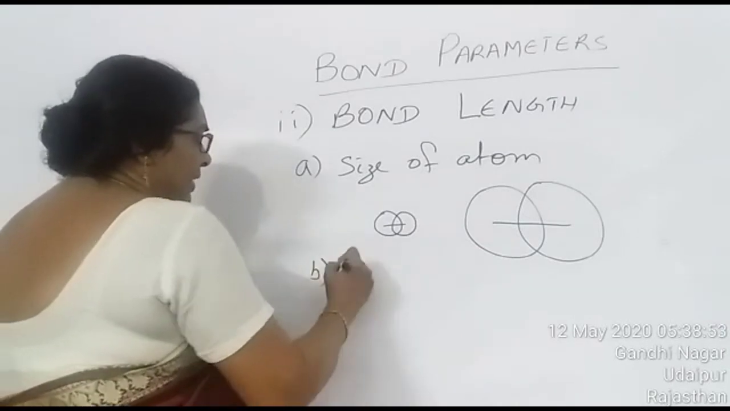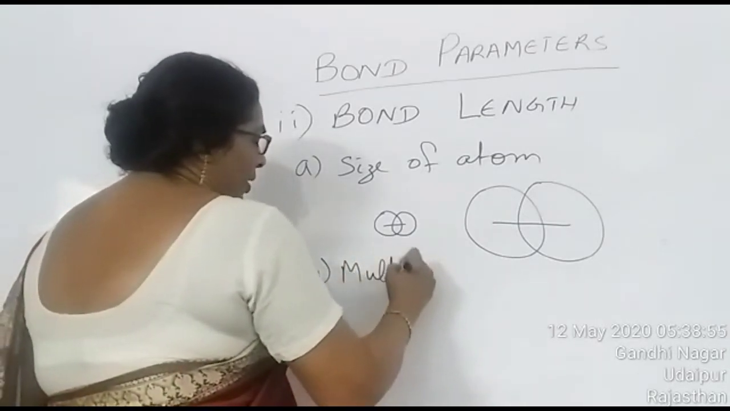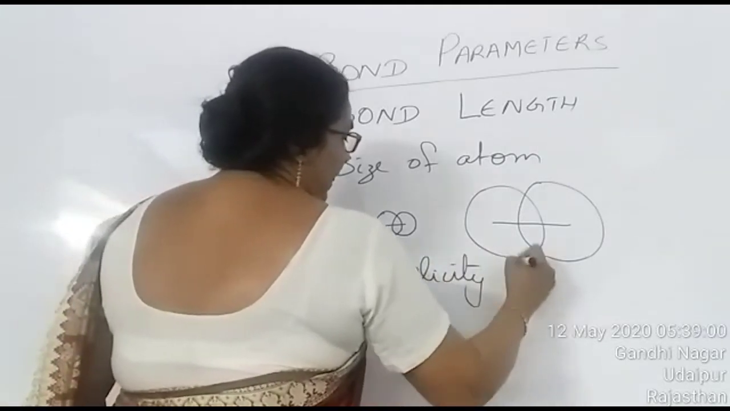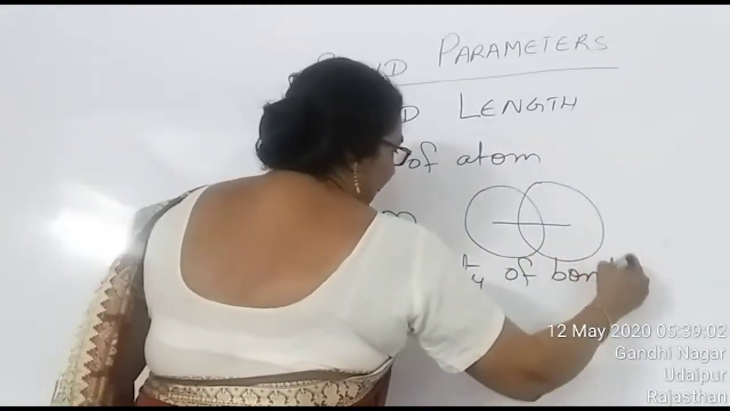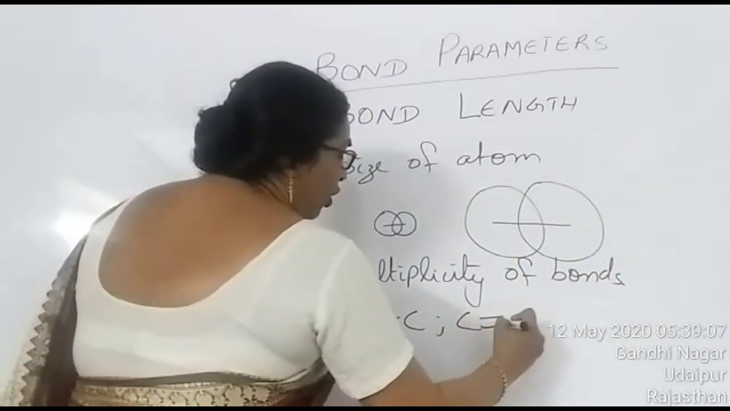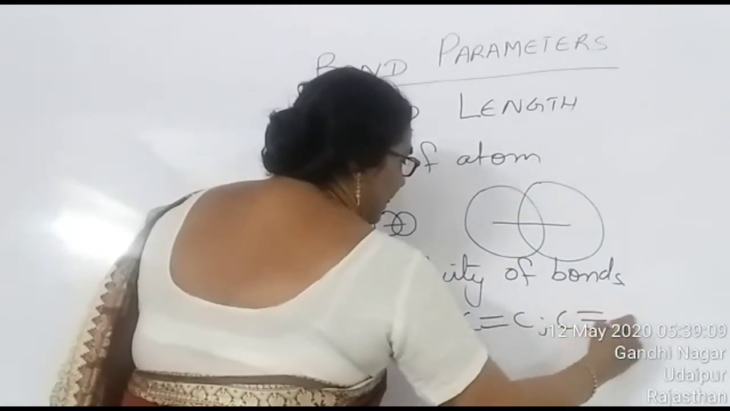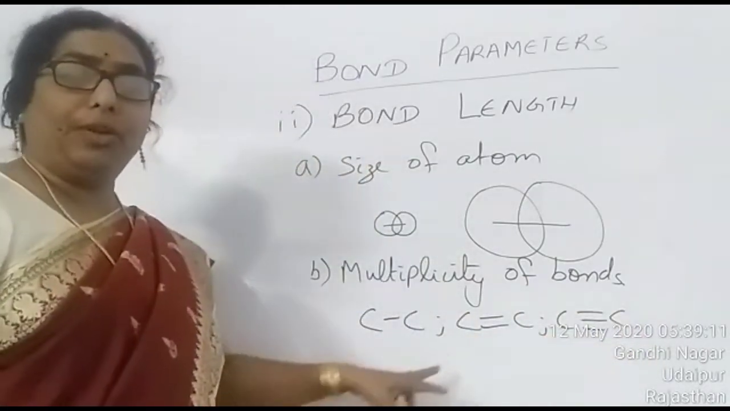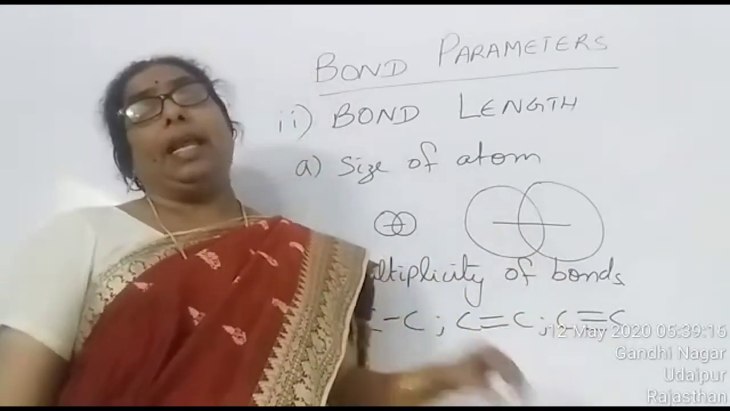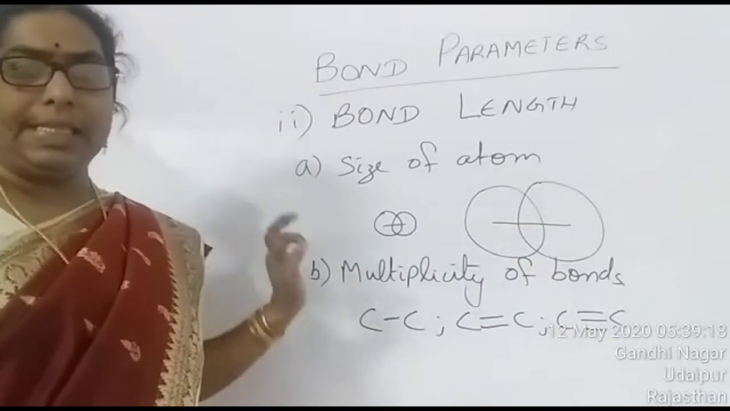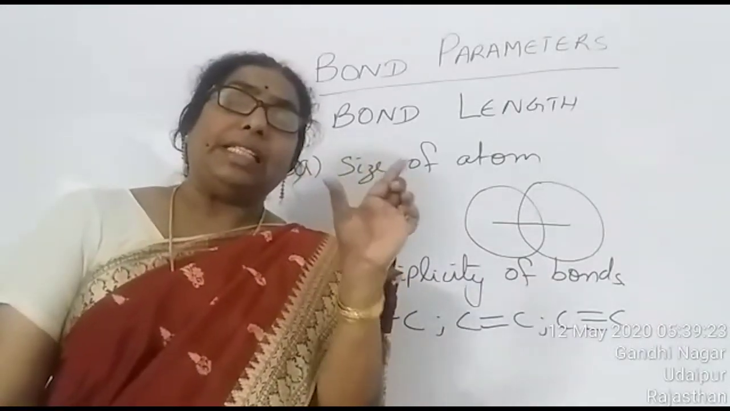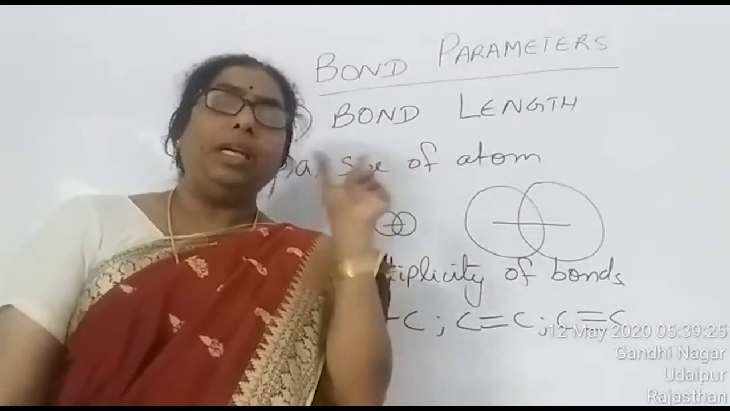Second factor we can consider is multiplicity of the bond. Again, children, you know that multiplicity increasing means the number of shared pairs of electrons increases. When the number of shared pairs of electrons increases, the magnitude of attractive force increases and hence bond length decreases. Is it clear?